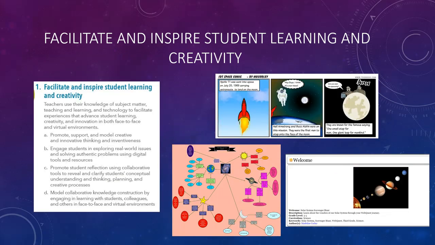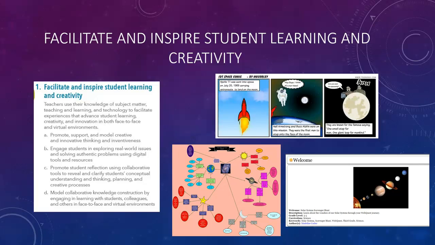So the first ISTE standard is to facilitate and inspire student learning and creativity, which basically, a description of that is teachers use their knowledge of subject matter, teaching and learning, and technology to facilitate experiences that advance student learning, creativity, and innovation in both face-to-face and virtual environments.